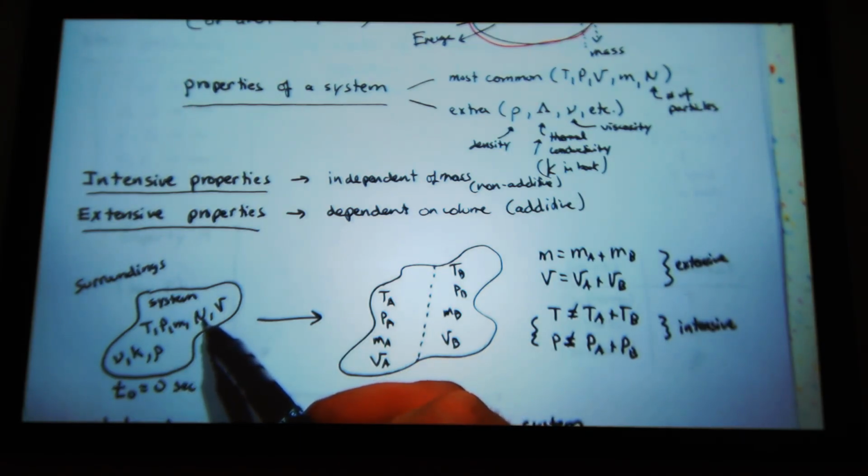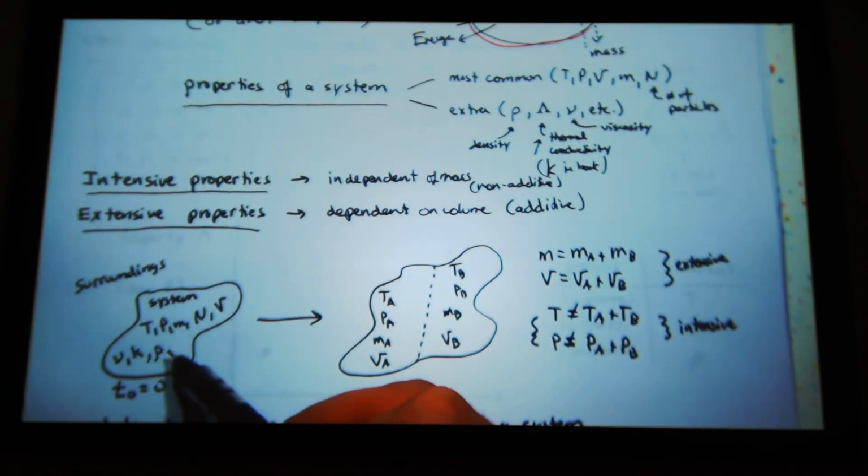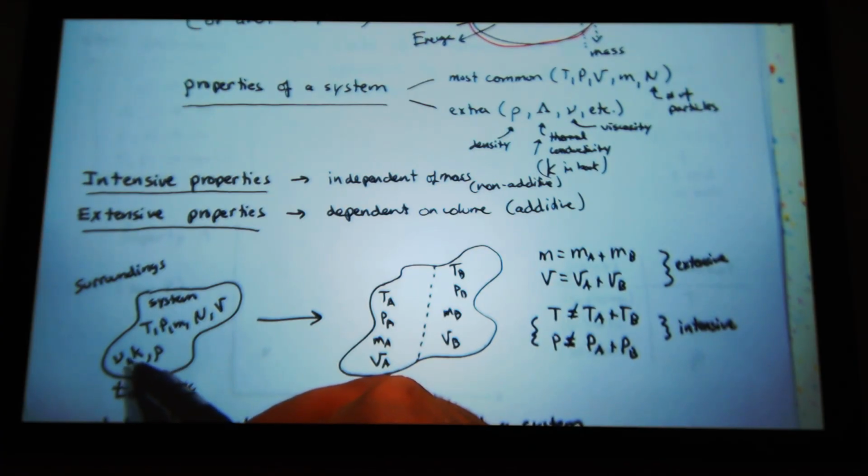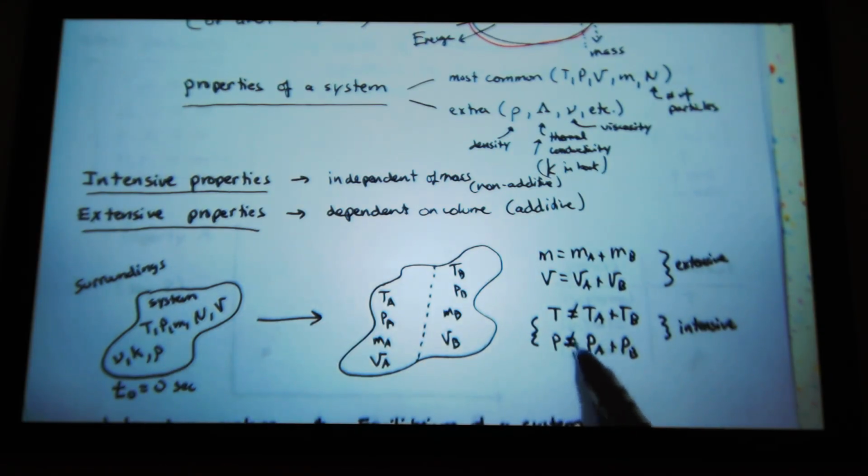Can I do it with the number of particles? Yes. Can I do it with density? No. Can't do it with density. Can I do it with thermal conductivity? No. Can I do it with viscosity? Yeah. When we want to deal with these temperature, pressure things, we have to do volume weighted averages or mass average properties. So there are ways to add TA and TB and PA and PB, but we can't use big P. We have to use some other coupled variable.